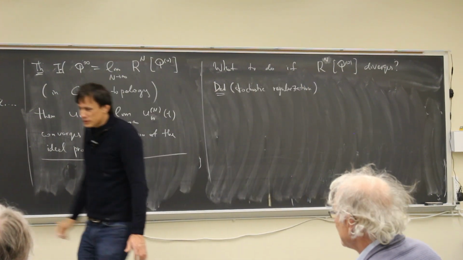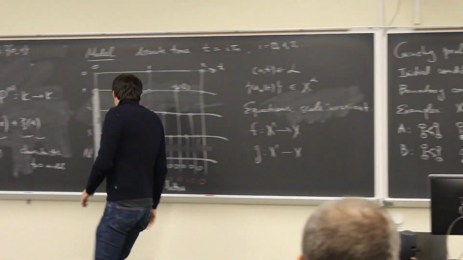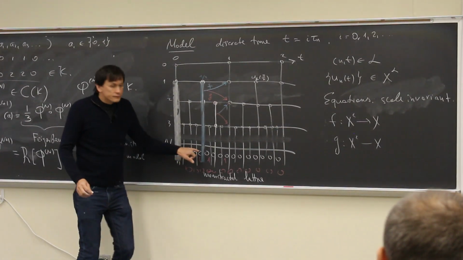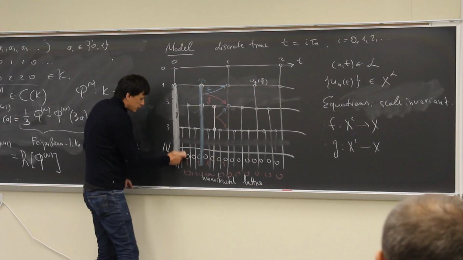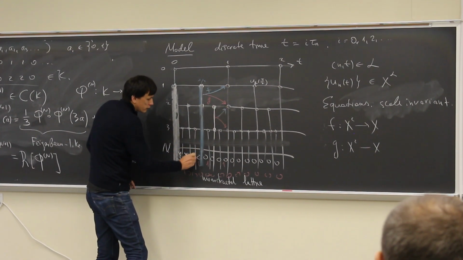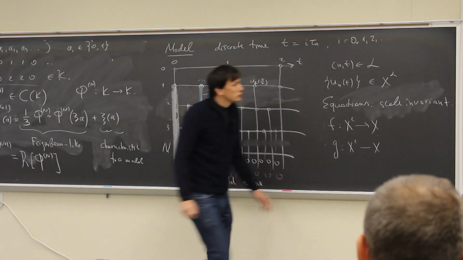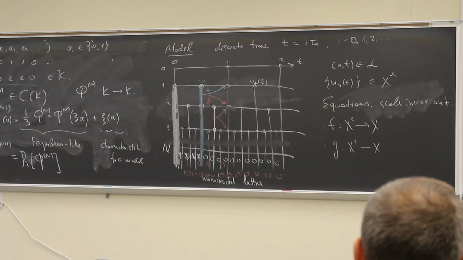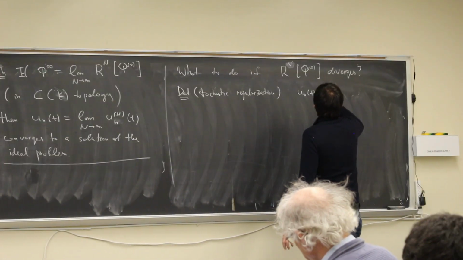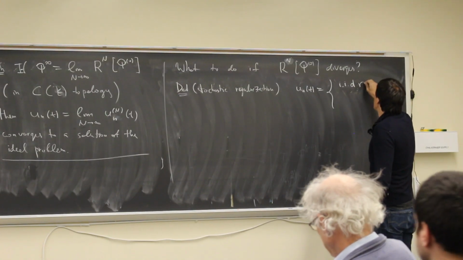And stochastic regularization means that instead of putting zeros, we put random numbers: x1, x2, x3, and so on. We put IID random numbers. So regularization means that we take u_n of t and we define it as IID random numbers.